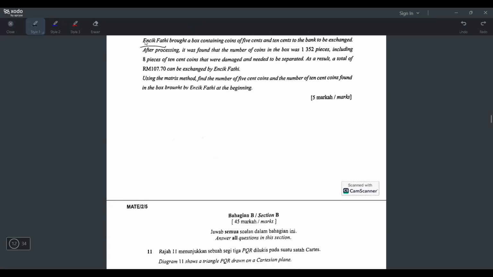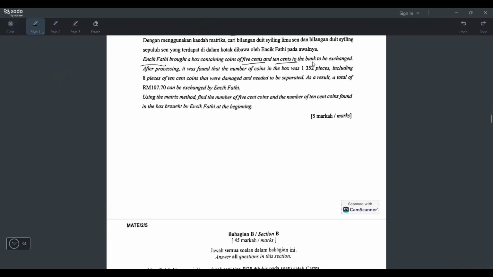Okay, so let's read from here. Encik Fatih brought a box containing coins of 5 cents and 10 cents to the bank to be exchanged. So this guy is bringing a box to the bank, and it contains a number of 5 cents and a certain number of 10 cents, but they never tell us how many.